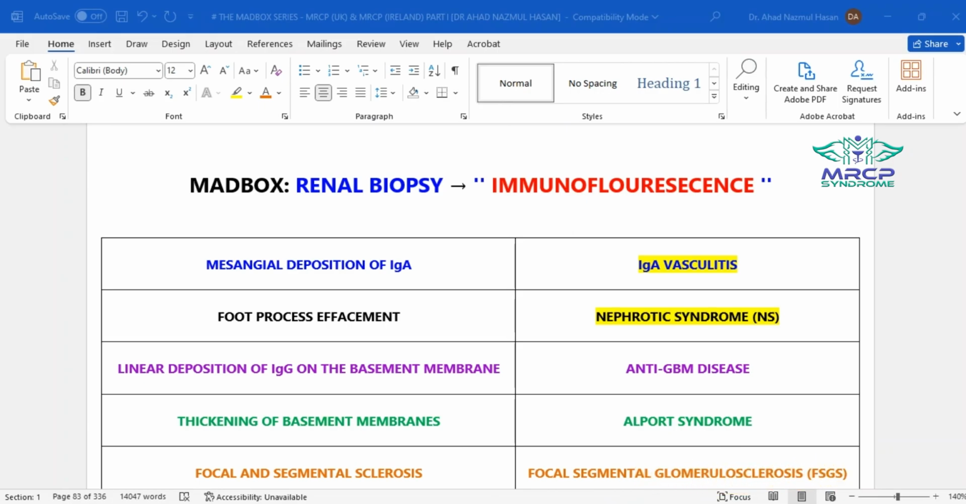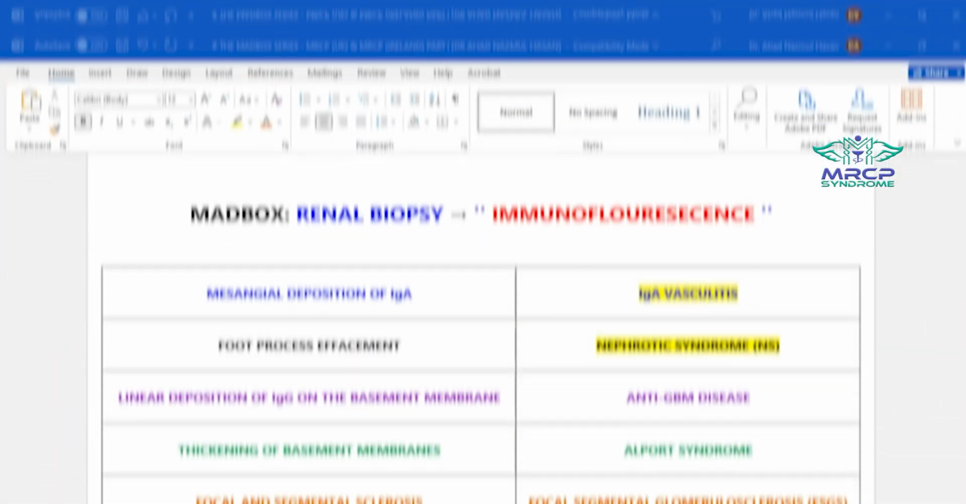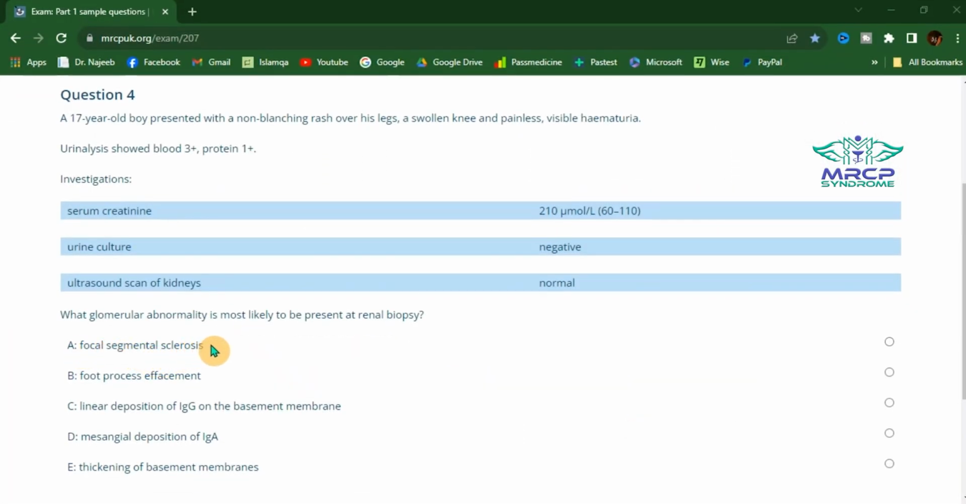So now let's get back to our scenario. Focal segmental sclerosis, FSGS. Foot process effacement, nephrotic syndrome. Linear deposition of IgG on the basement membrane, anti-GBM disease. Thickening of the basement membranes, Alport syndrome. And based on our most likely diagnosis of IgA vasculitis, the most likely glomerular abnormality to be present at renal biopsy is the mesangial deposition of IgA.